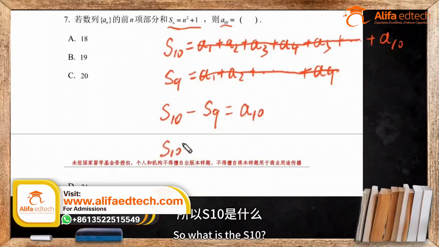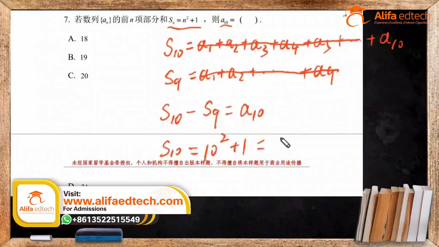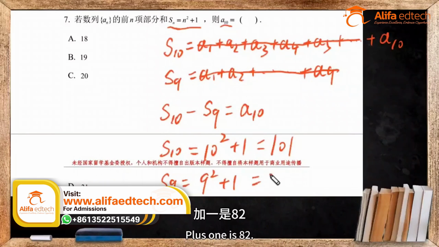So what is the value of S10? It is simply n squared plus 1, which means 10 squared plus 1, which is 101. S9 is 9 squared plus 1, which is 82.